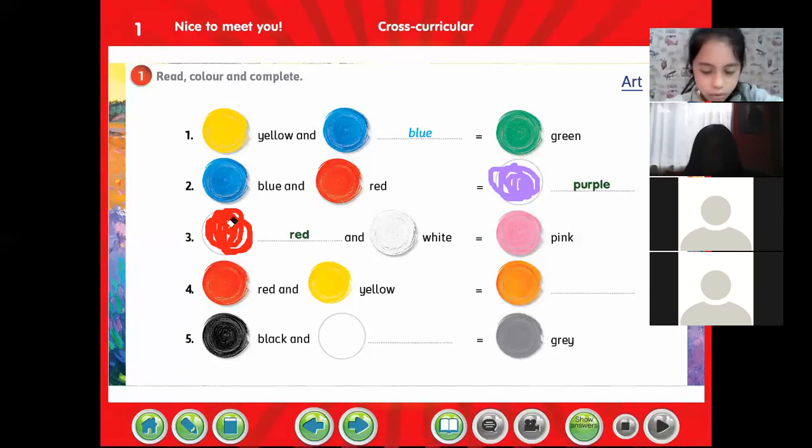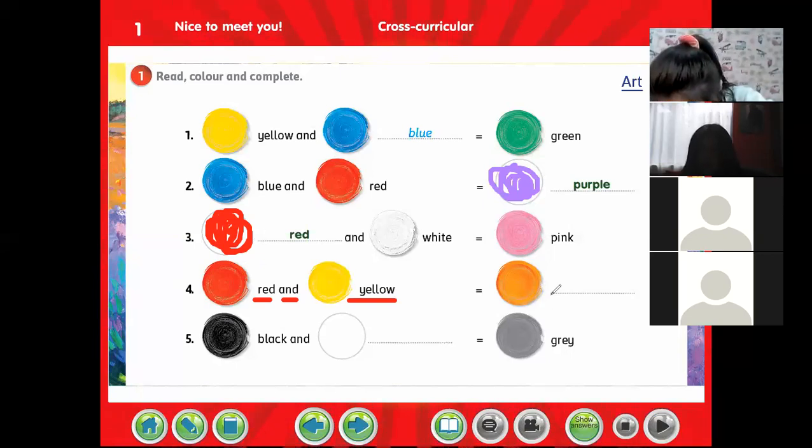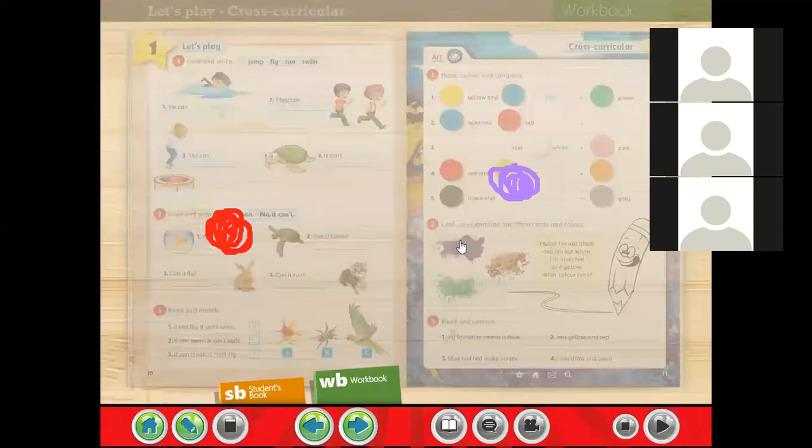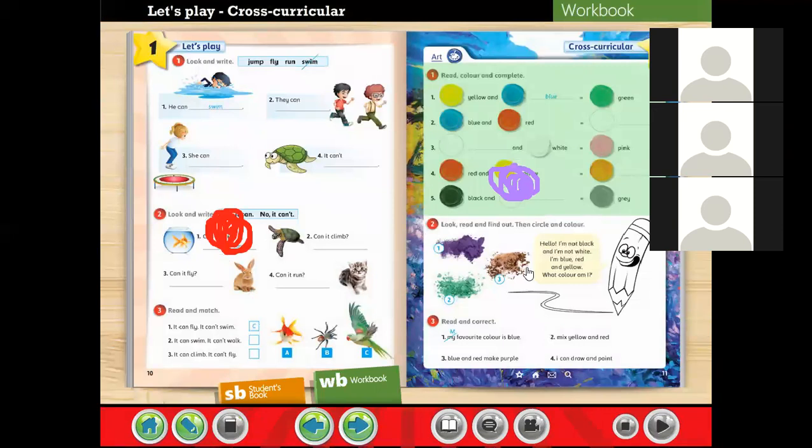Very good. Dana, Alejandra Baltasar. Alejandra, number four, please. Red and yellow. Orange. Alejandra, what color is this? Orange. Thank you. Yes, orange. Luciana Argandoña, the next, please. Number five. Black and white make gray. Excellent. Easy. You know the colors. Blue, red, yellow, green. This is on page 11, my friends. Let's continue with number two, okay?